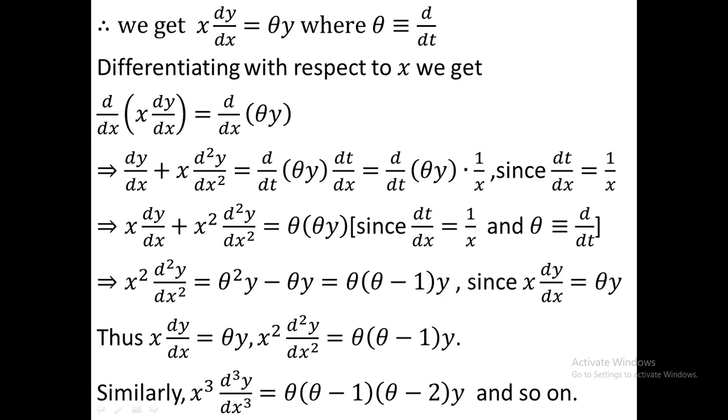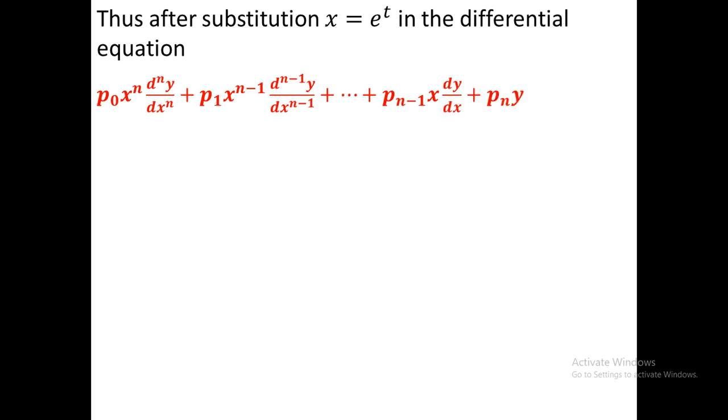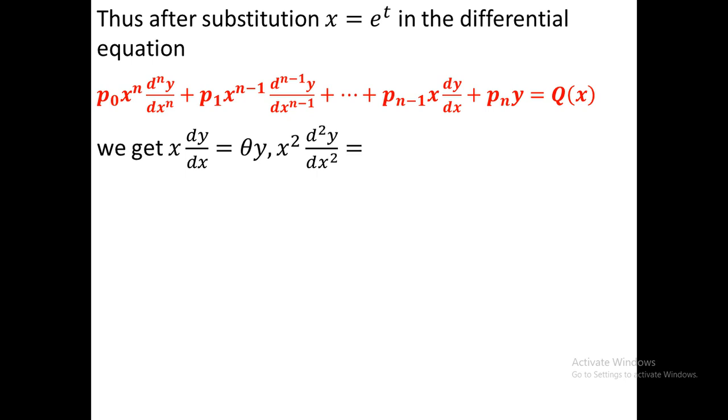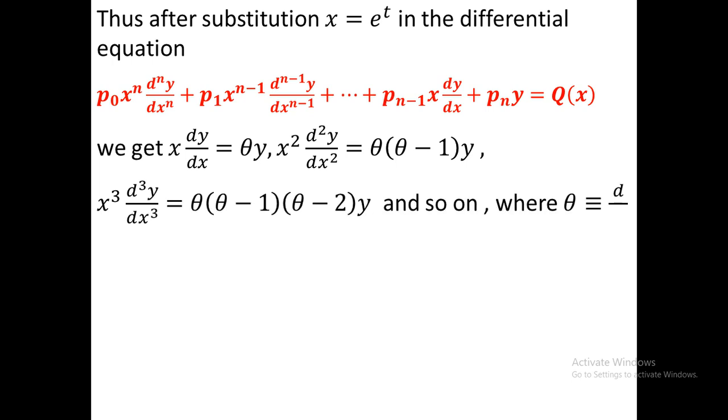Now we put all these results into the given differential equation. Then the given differential equation changes to a differential equation with constant coefficients. Thus after substitution x equals e^t in the given differential equation, we get x dy/dx equal to θy, x² d²y/dx² equal to θ(θ−1) of y, and x³ d³y/dx³ equal to θ(θ−1)(θ−2) of y, and so on, where θ stands for d/dt.